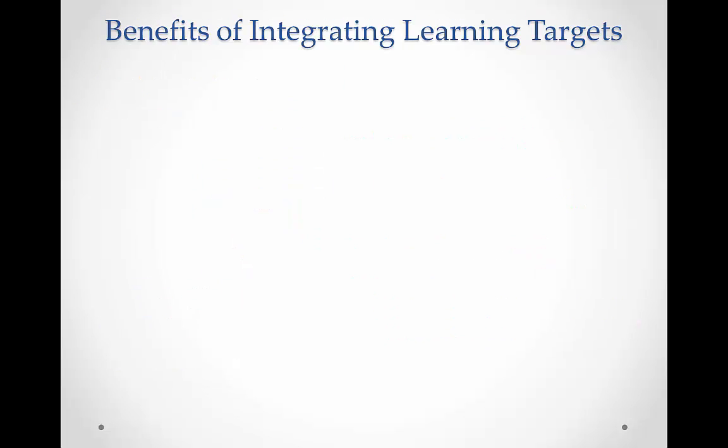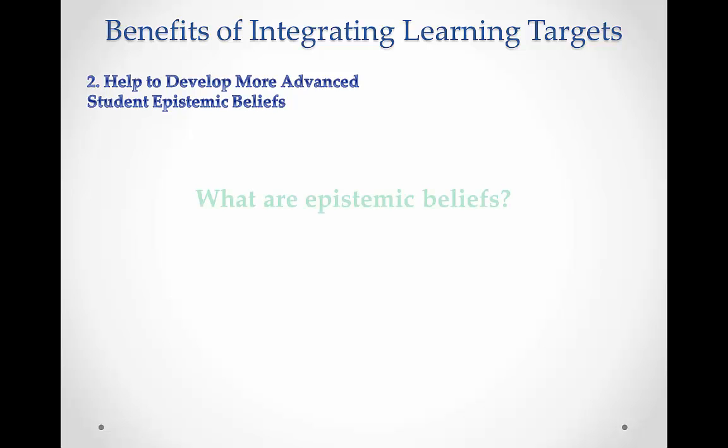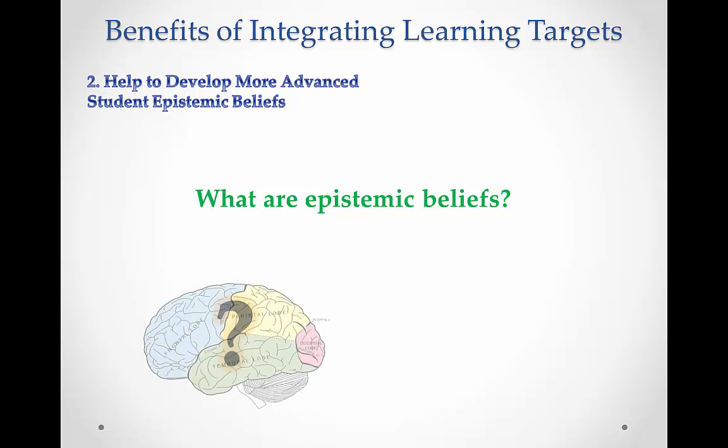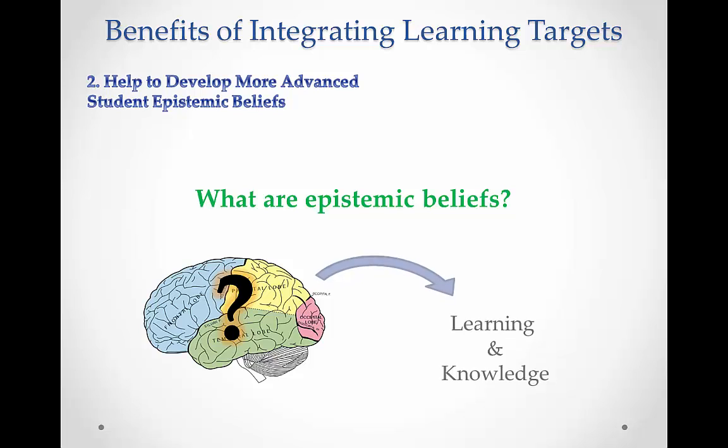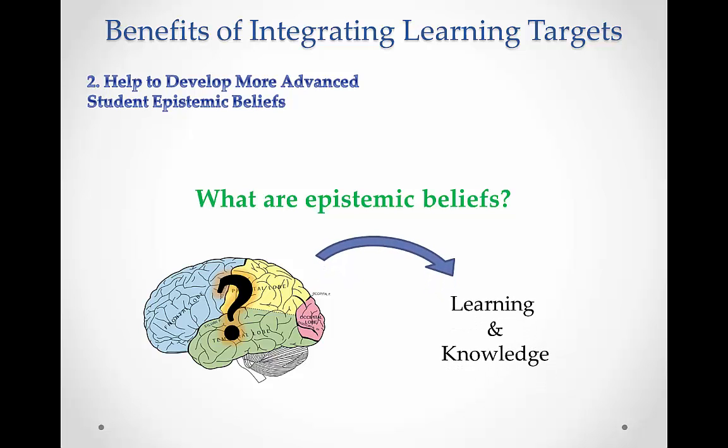Integrating learning targets can also help students develop more advanced epistemic beliefs. So, what are epistemic beliefs anyways? Epistemic beliefs include opinions about the nature of learning and knowledge. How many times have you witnessed or been in a conversation with a student that thought they knew everything there was about a topic, but clearly through the conversation you realize they are missing a lot of information? This is not due to arrogance, but simply a natural progression that children take to understand what knowledge is.